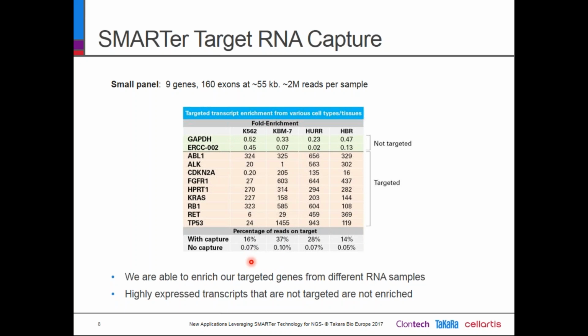You can also see here how the kit improves the detection of the genes of interest, because if you do no capture at all, you will be identifying these genes in less than 1% of the reads. While with the capture, the percentage of reads on target varies from 14 to 37%, depending on the sample. Here, these are the data for 2 different cell lines and for 2 different RNAs.